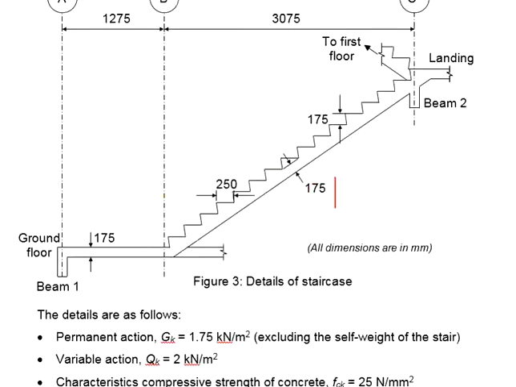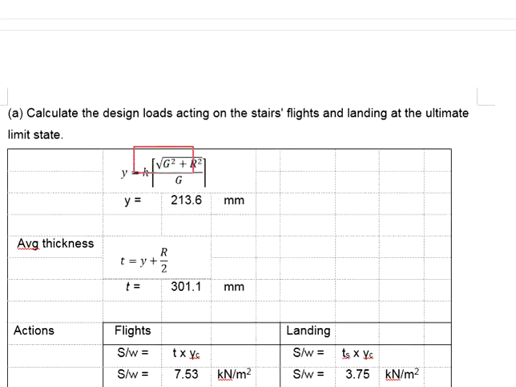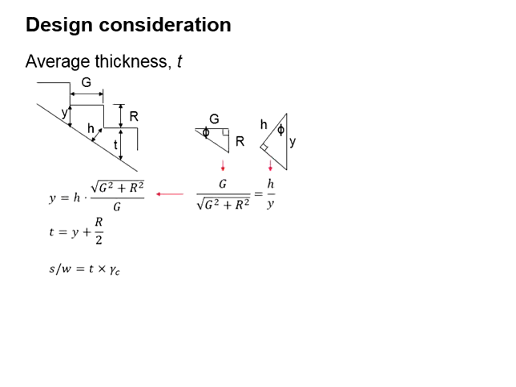The h is 175. The going g is 250. The riser is 175. Substitute them into the equation. You get y equals 213.6 mm. Now your next step is to determine the average thickness.